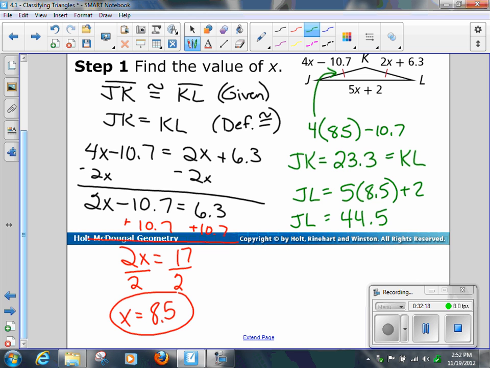What could I ask you now? Say what? What are all the sides? I don't really care about the angles. Oh, thinking forward. My next question could be, what's the perimeter? Write that down. How do we find the perimeter? We add all the sides. So I would just add 23.3 plus 44.5, right? All 3 sides. Aha. Yep.